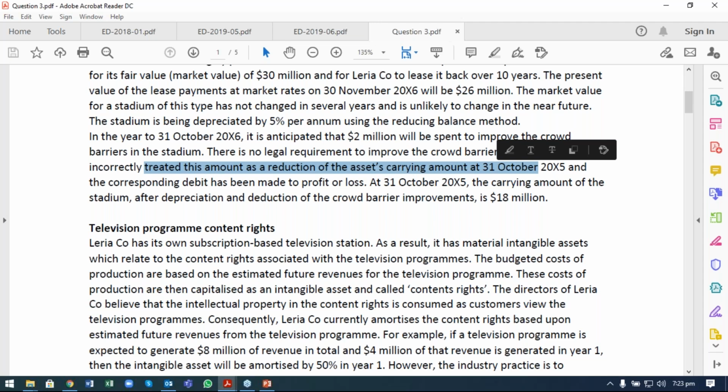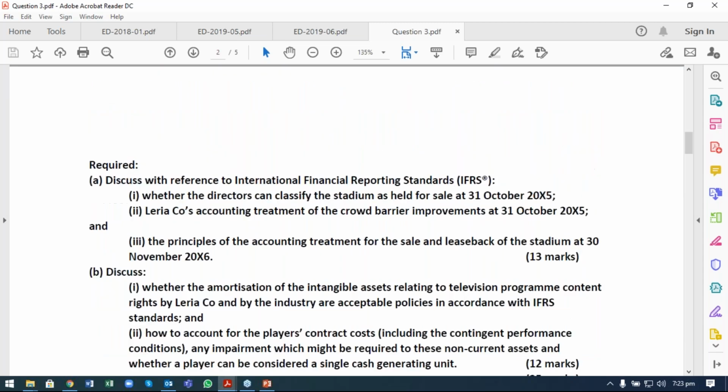So it has reduced this value by 2. It has reduced the value of the stadium by 2 million. The cost it has incurred for the improvement of the crowd area. That's one. Number three is the principle of the accounting treatment for the sale and leaseback of stadiums.